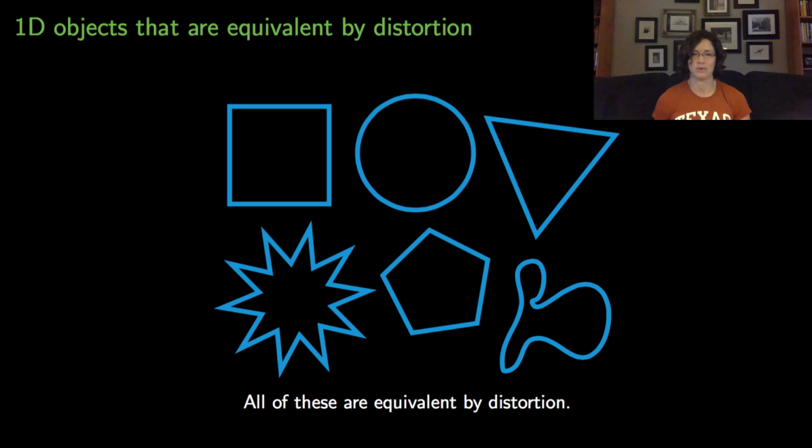They are all equivalent by distortion. So if I took the circle and I pulled these little corners out, I could turn it into a square. If that square were made out of a rubber band and I were to soften all the corners and make a point at the top, I could make a triangle. All of these shapes could be turned into one another if I just had a big rubber band.